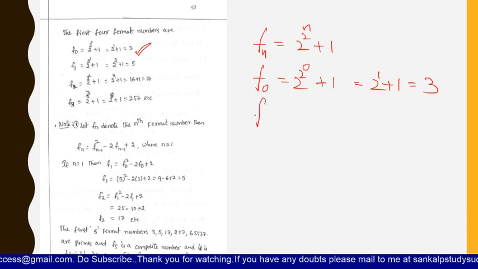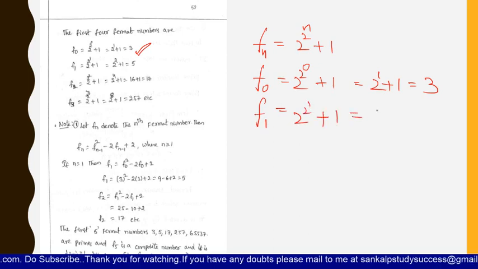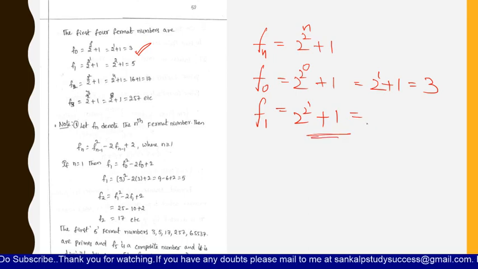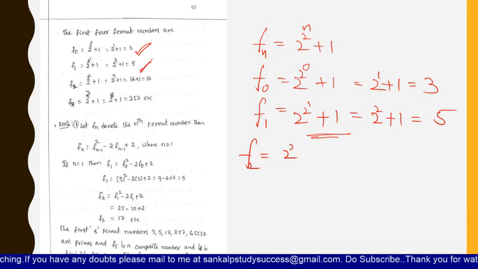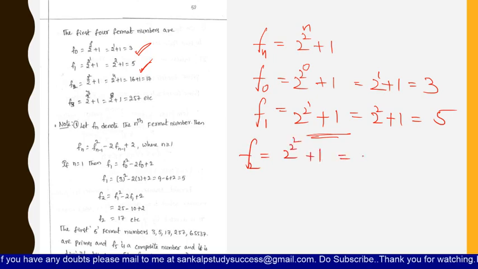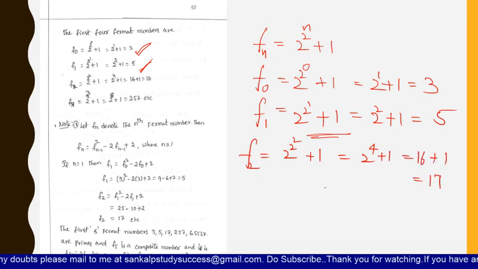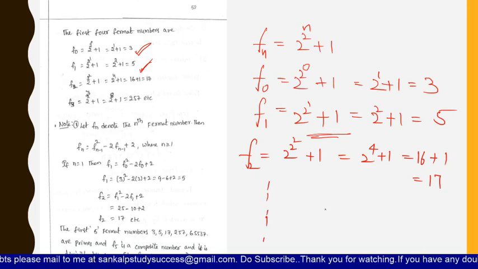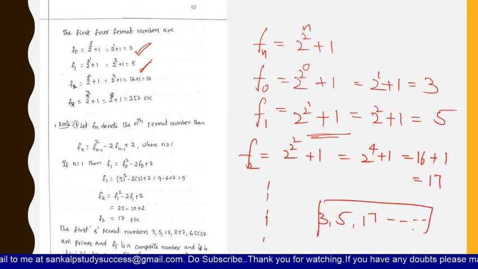Now, put n is equal to 1. By substituting it in the formula, 2 to the power of 2 power 1 is nothing but 2 square plus 1, that is 4 plus 1 is 5. Now let us substitute n is equal to 2, that is F2, 2 power 2 square plus 1, that is 2 power 4 plus 1, that is 16 plus 1 is nothing but 17, and so on. So we can say that these 3, 5, 17 and so on are nothing but the Fermat numbers.